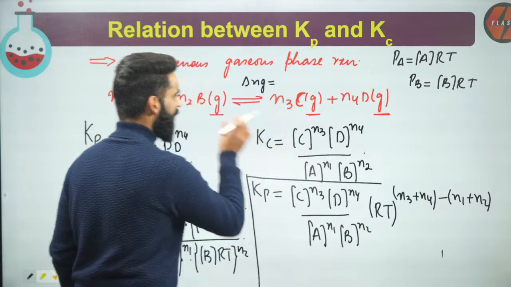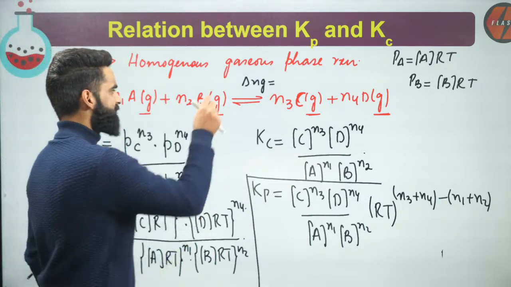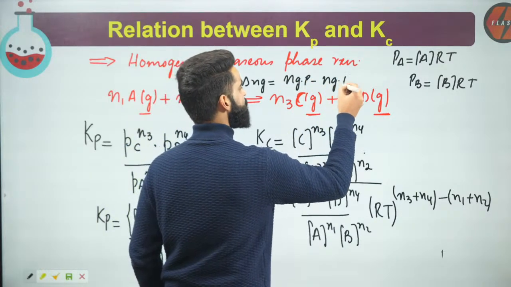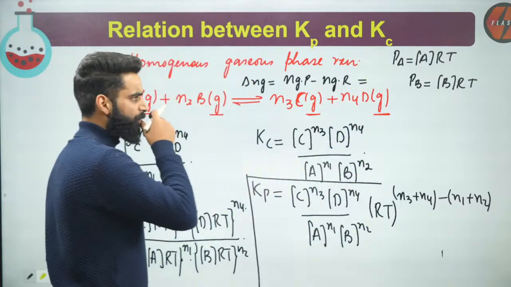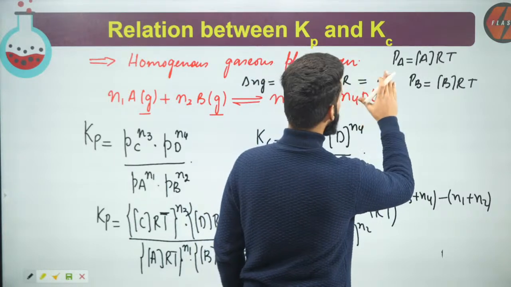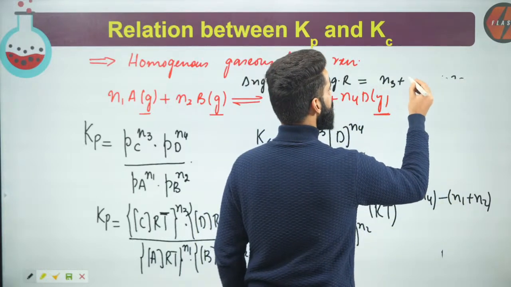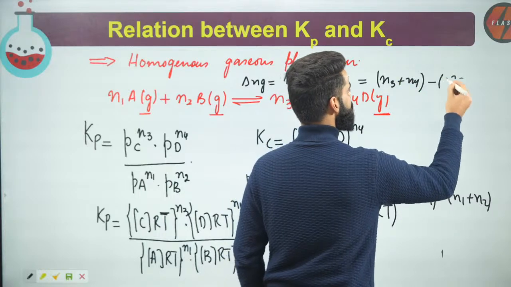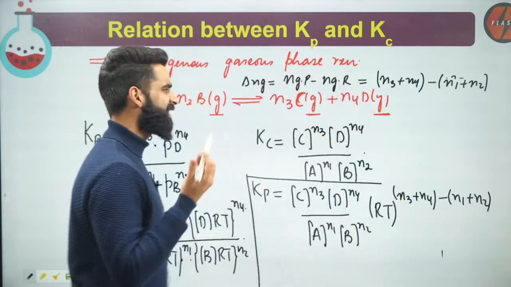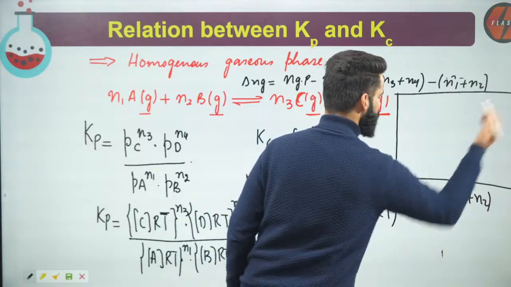Now, if I want you to write the delta Ng value for this reaction, what will it be? Very simple. Delta Ng is the number of moles of gaseous products minus the number of moles of gaseous reactants, which we have discussed in thermodynamics as well. The moles of gaseous products are n3 + n4, minus the moles of gaseous reactants, n1 + n2. Over here I got the same thing, so I can replace it simply, and I'll get an expression which is very, very important and which I want you to remember.